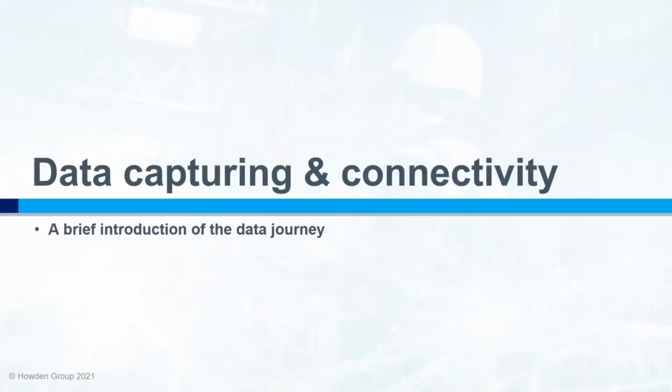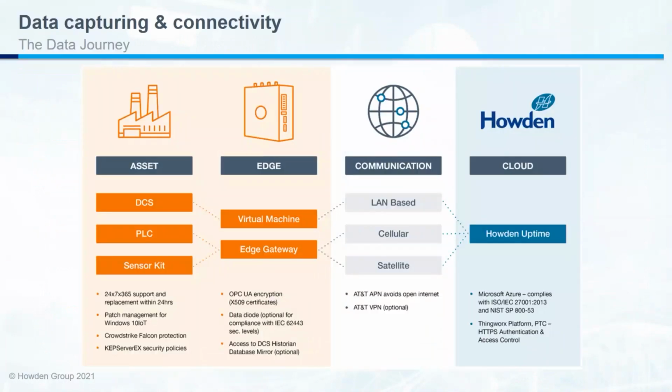Coming to the next topic, which is data capturing and connectivity. A brief introduction of the data journey. As we already have uptime in place for a lot of products, we also have a quite solid data capturing and connectivity system in place. The system consists of 4 parts. The first part is the asset, which represents the machine that delivers operational data via sensors, which is stored in the DCS PLC, or it can be sent directly from a sensor kit.